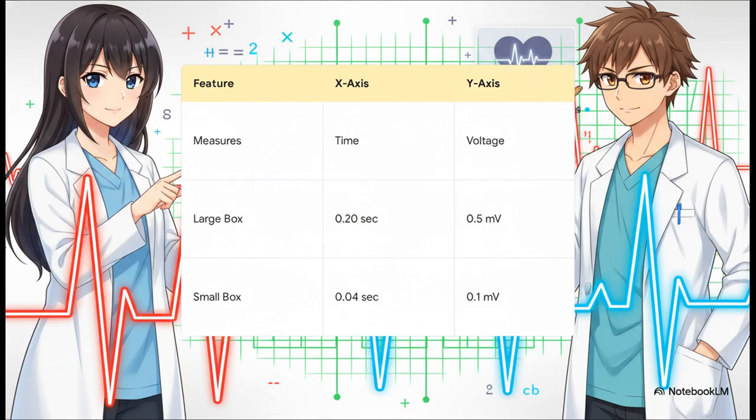Now check this out. One large box on the horizontal axis equals 0.20 seconds. Inside that large box are 5 small boxes, meaning one tiny little box represents 0.04 seconds. Seriously, memorize these numbers. They are the absolute mathematical foundation for everything we're going to do next.